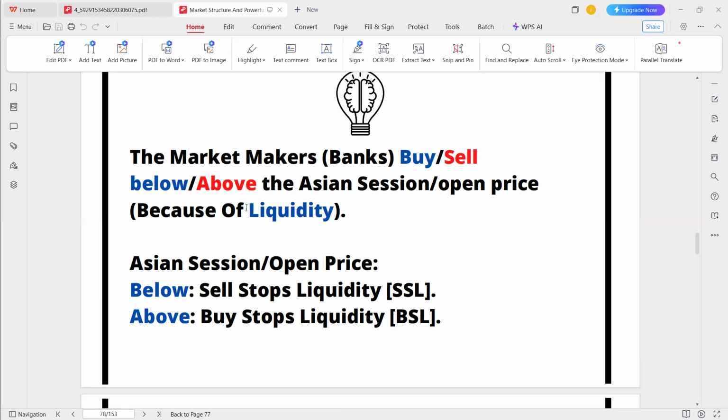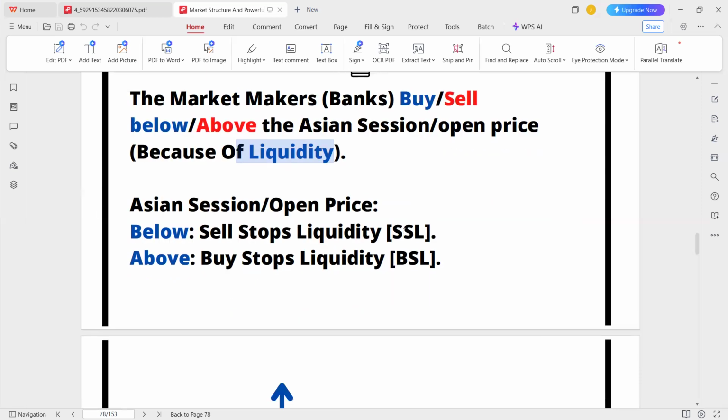liquidity. So if you don't understand liquidity, it might be a little hard for you to understand what's going on. I would rather advise you to go back through the liquidity chapter.